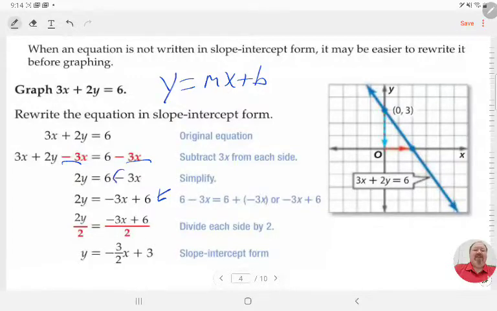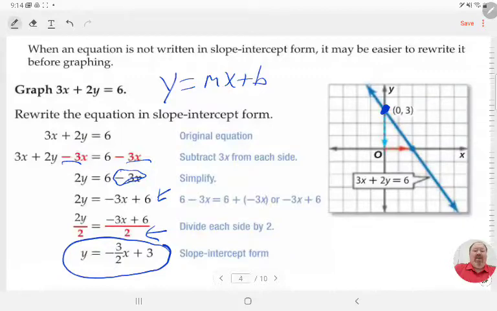Don't forget to carry the sign with the term if you're going to move it, okay? Then to get y by itself, we have to divide both sides by 2. And when I do that, 2 divided by 2 is y. When I divide both sides by 2 on the other side, it's -3x divided by 2 and 6 divided by 2. So 6 divided by 2 is 3, and we would leave the fraction of -3/2 x, because that would be my slope. Now that is in slope-intercept form. Now I can graph that. I know my y-intercept is 3, so I go 0, 3, and I put my point.